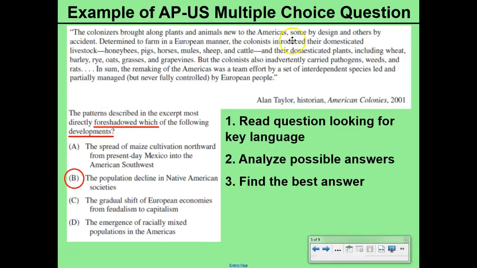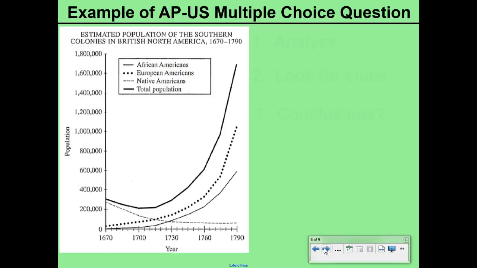So because the pattern described above, one of them is inadvertently carried pathogens, we go with B, and that is the answer that we are looking for because it has the most direct link to the pattern described in the excerpt. So this is one with some text. Now let's check out an example with a chart.